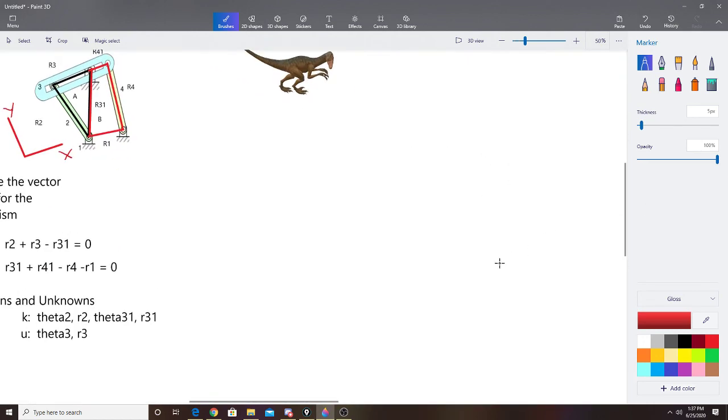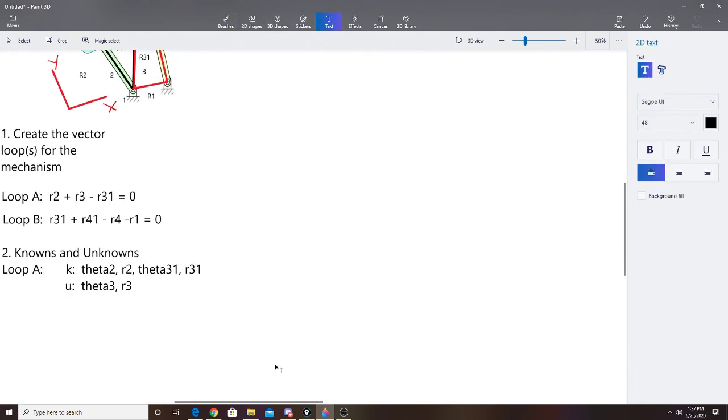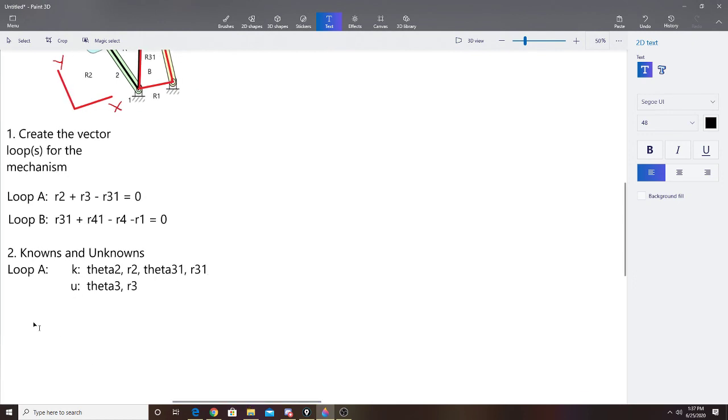Alright. And every time I do this, I always forget to finish the text box. So, we're going to do it again.